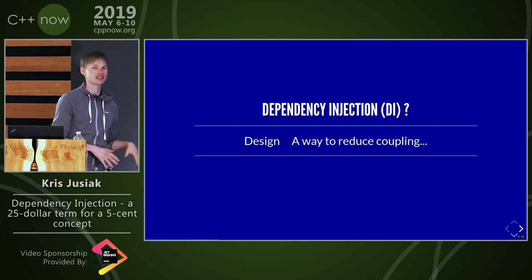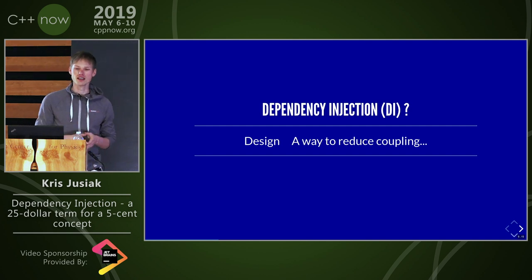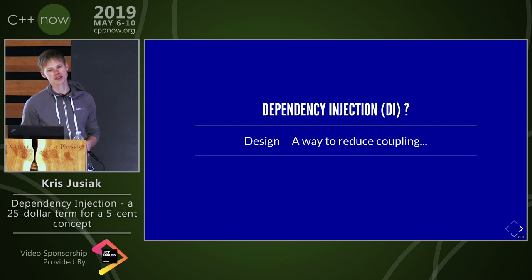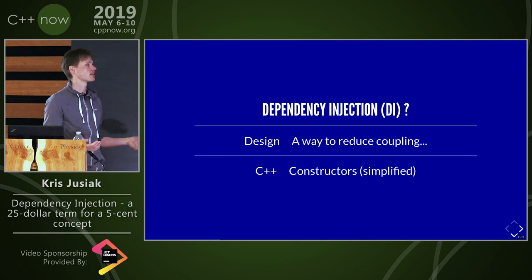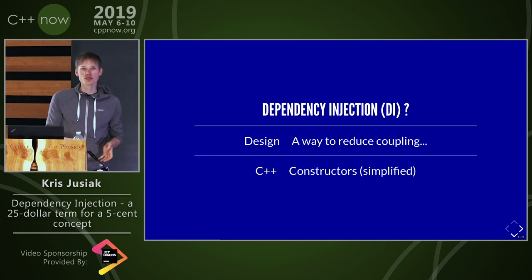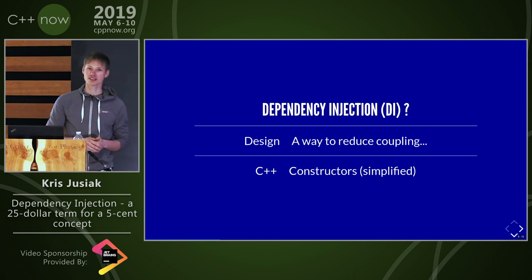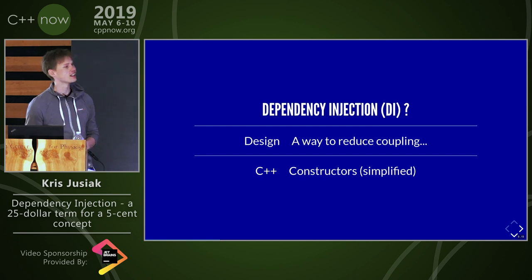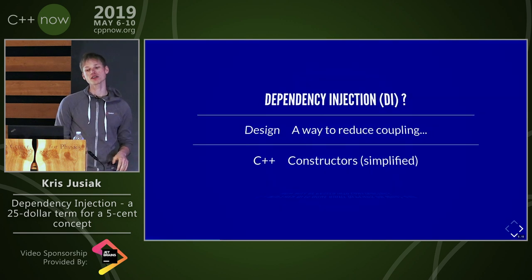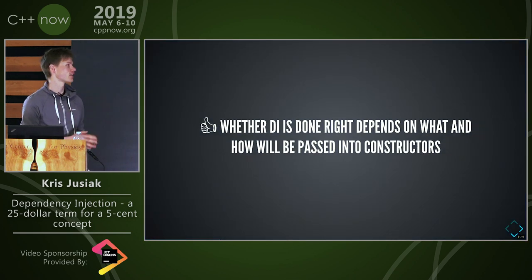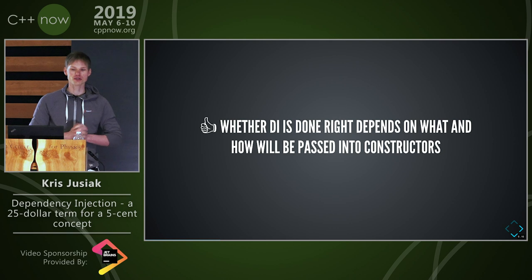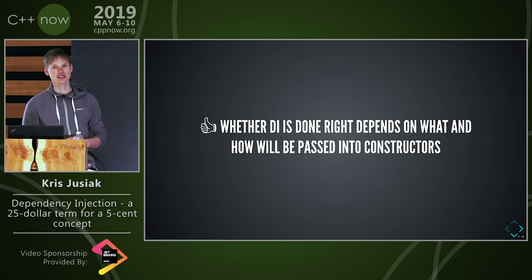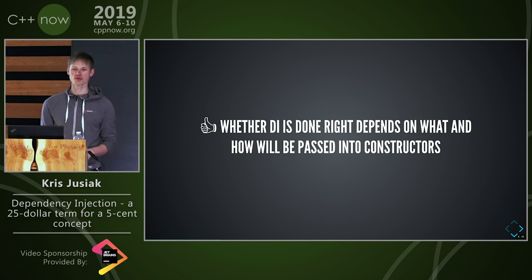From the design perspective, DI is just about reducing the coupling. The less coupling, the better for software development. So that's the way of doing it. But what is it from the C++ perspective? It's actually just constructors. If you use constructors, you most likely use dependency injection. Woohoo, that's all. Thank you for the talk. It's a very simplified version, because whether you use DI correctly depends on what and how you pass into those constructors. You can totally screw it up very easily. DI has a lot of gotchas which we will try to show and avoid. Make sense?